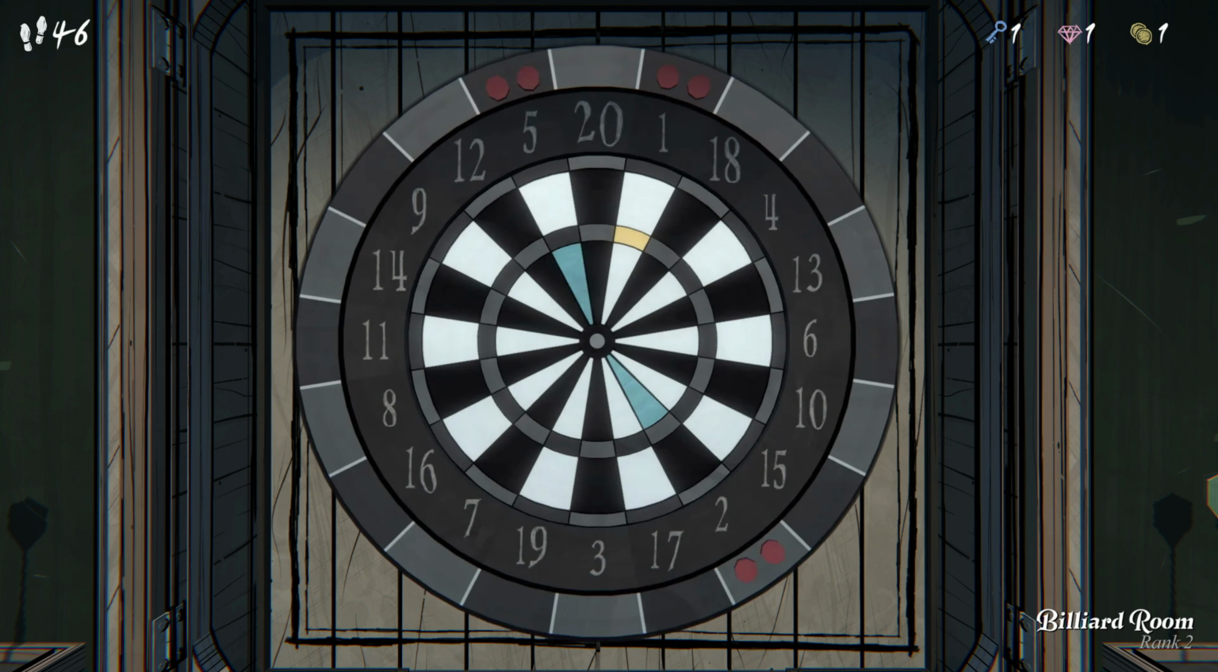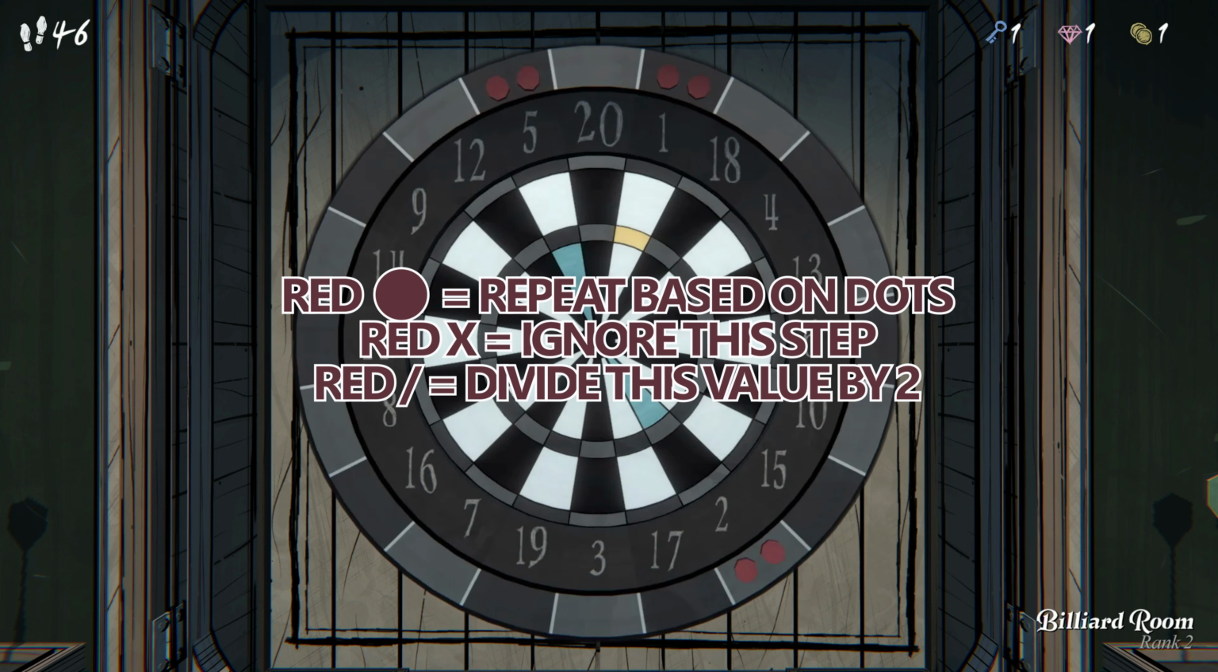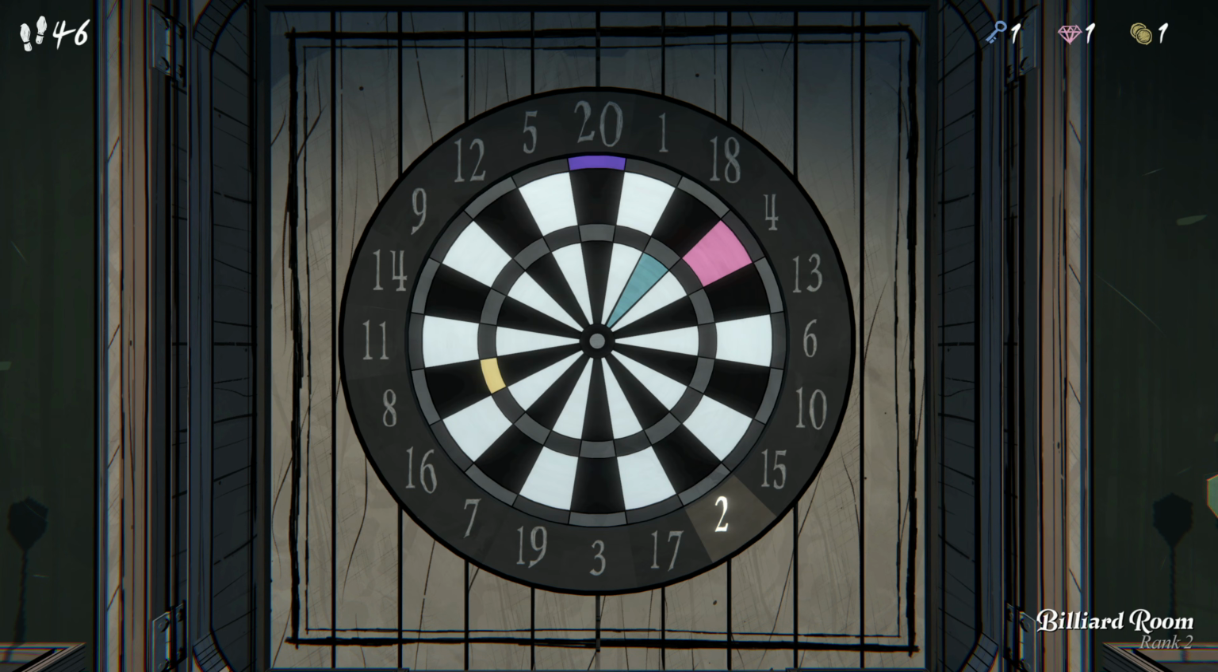Once you figure those out, it can get even more complex by adding things to the rim of the dartboard. Red dots mean you have to repeat that step based on how many dots there are for that section. A red X on the board means you get to skip that section. And a red slash means that you divide it by 2. Sorry to make that so long, but hopefully it was helpful.